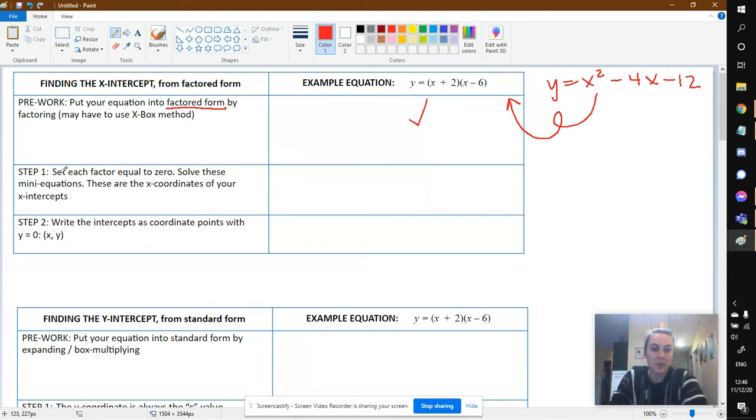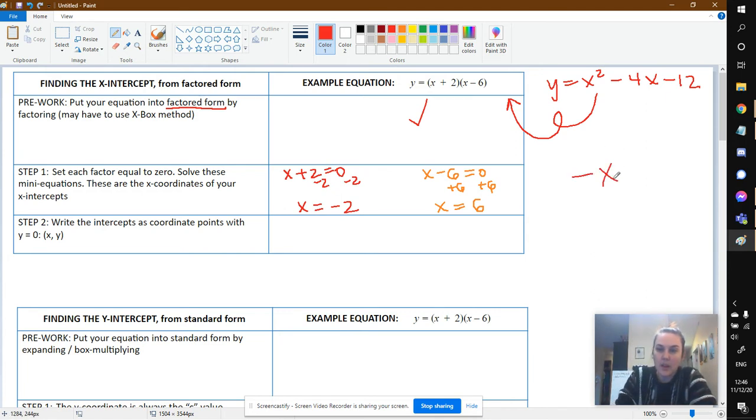So the next step is set each factor equal to 0 and solve these mini equations. So I'm going to put over here x plus 2 equals 0, and over here x minus 6 equals 0. Most of these are going to be solved by saying it's the opposite of the number, because it's a one-step equation where we're just moving that one thing over to the other side. We have to be careful. Like in class, we saw that some equations are a little trickier. And sometimes we might even have a number out front, right? We might have a 3x minus 8, and then it'll be another 2-step equation.